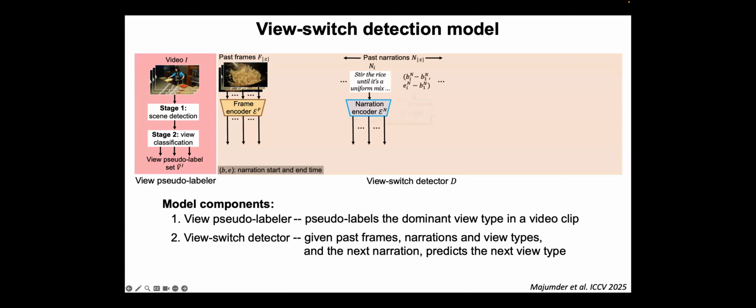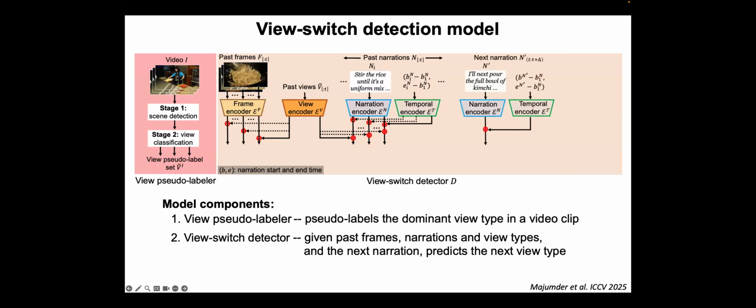It then augments the narration features with temporal information by computing the mean of the start and end times of each narration relative to that of the first past narration and encoding it with a temporal encoder. Further, to make the frame and narration features view aware, it embeds the past views using a view encoder and adds the view features to both the frame and narration features.